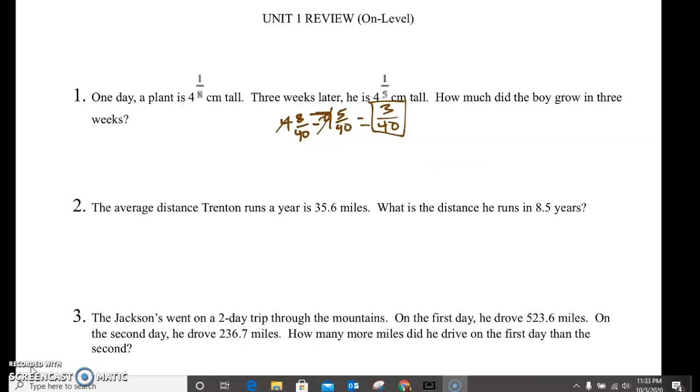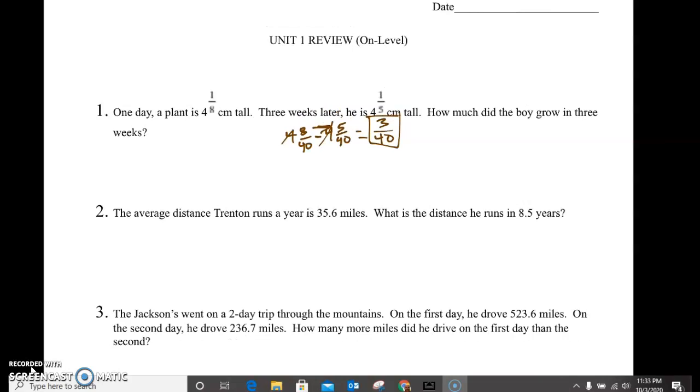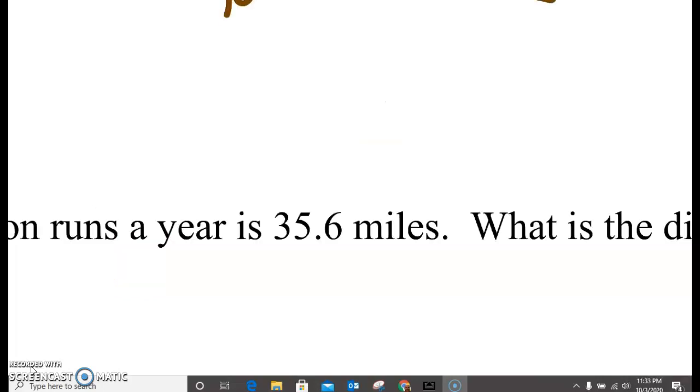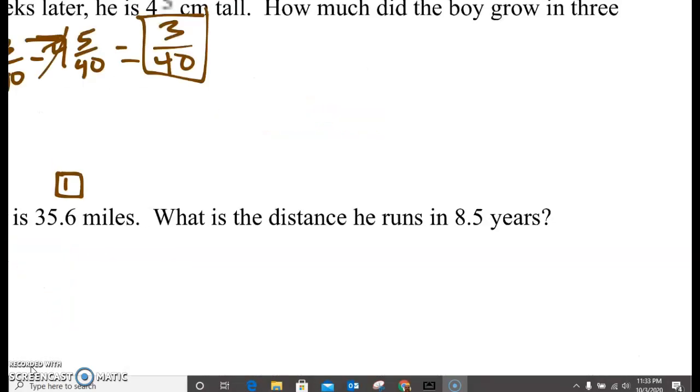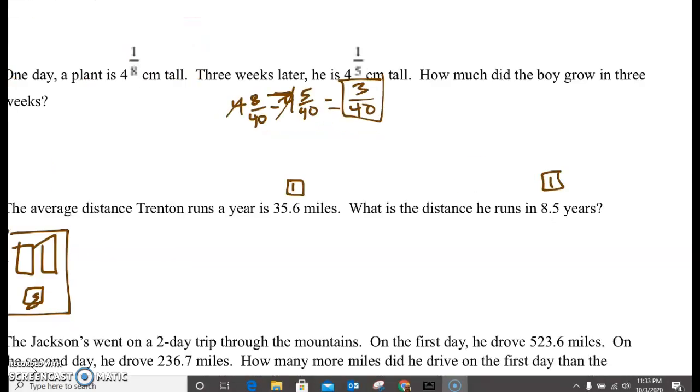Number 2, the average distance Trenton runs a year is 35.6 miles. What is the distance he runs in 8.5 years? So if you think back to our notes, we had a window, we had a door with a sticky note on it to feed the dog. When multiplying decimals, we have to find out how many decimal places we have first. In 35.6, we have 1 decimal place. And in 8.5, we also have 1. So how many is that combined? 2. Make it real big so we can't forget that.